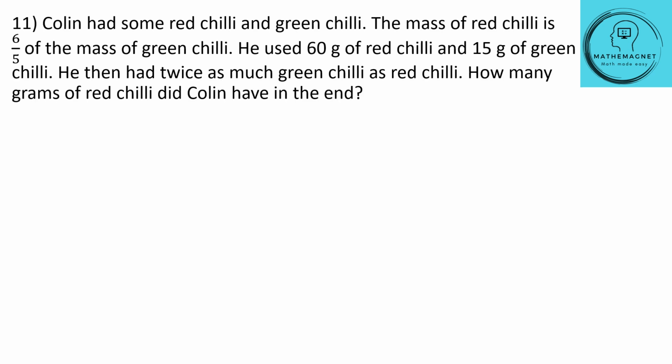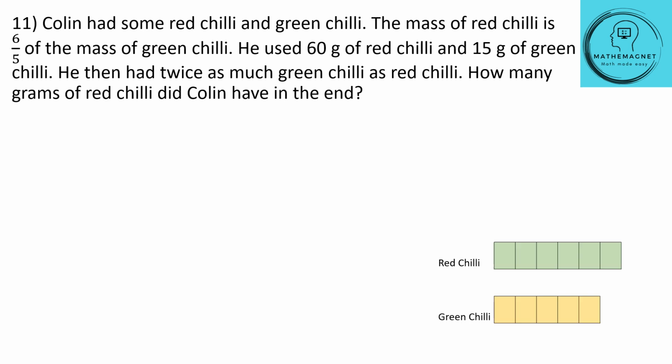Question number 11. Colin had some red chilli and green chilli. The mass of red chilli is 6 by 5 of the mass of green chilli. He used 60 grams of red chilli and 15 grams of green chilli. He then had twice as much green chilli as red chilli. How many grams of red chilli did Colin have in the end?